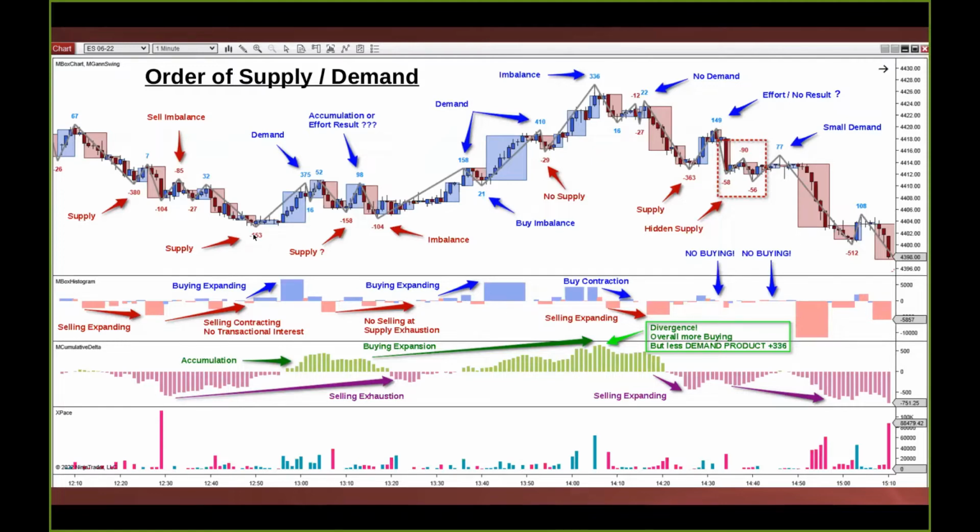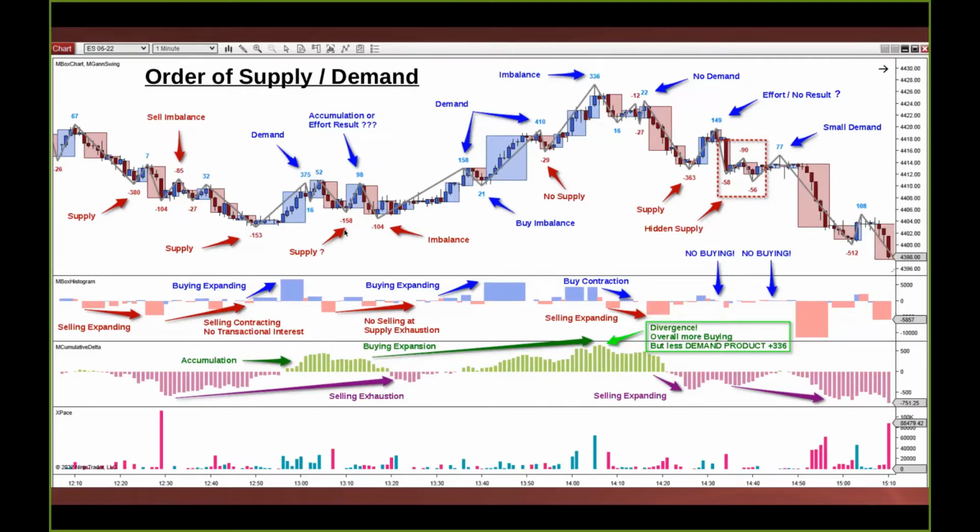That's a divergence, right? Then we get buying is expanding. We get a large number on the up move, plus 375. That's demand, a large number, higher high, demand. Then we're getting this minus 158, right? Is it a supply? This is a question mark.